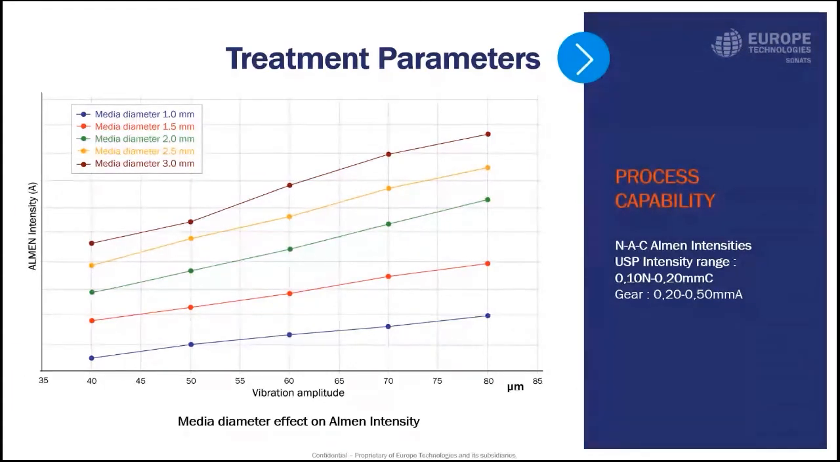But we can also use tungsten carbide media to get a high intensity, because the density of tungsten carbide media is 2 times higher compared to steel. Almen intensity is a method to quantify the intensity of the shot peening process. What we observe in the curve, for example the blue one, is that if we increase the amplitude of vibration, we increase the Almen intensity. If we want to match the customer criteria, we can change the media diameter.